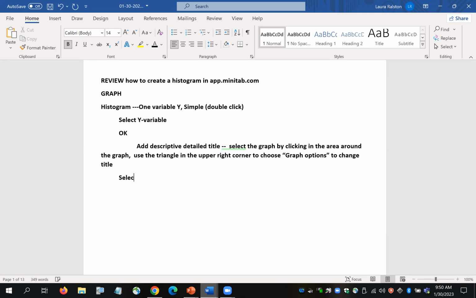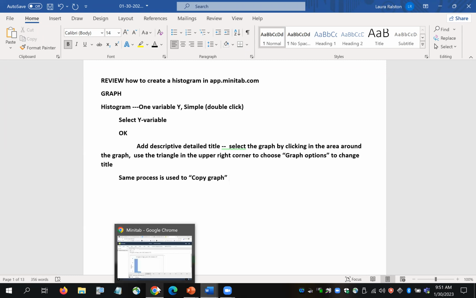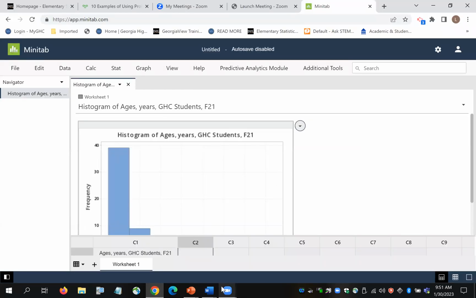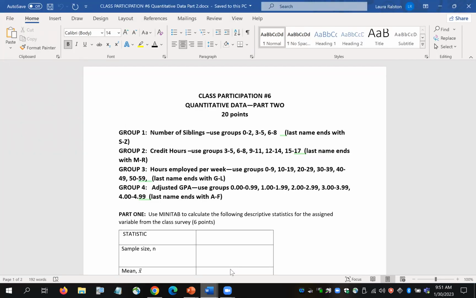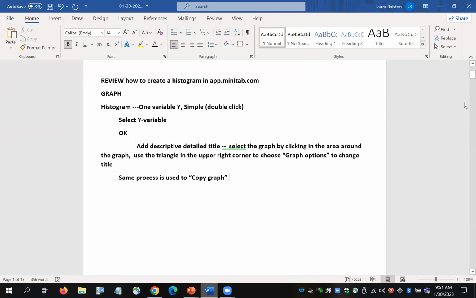You also can use that same process to copy the graph whenever you need to paste it into a Word document or whatever. So again, let me pause for a minute in case you're writing those things down. I've been posting these notes, so you should be able to copy them off or print them.